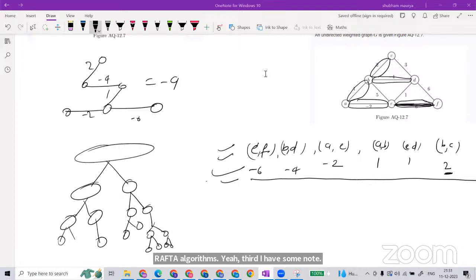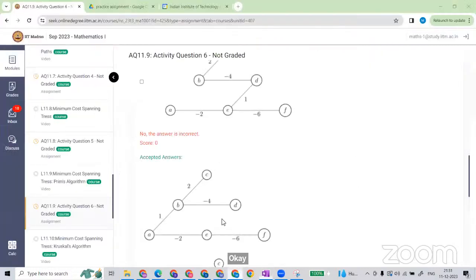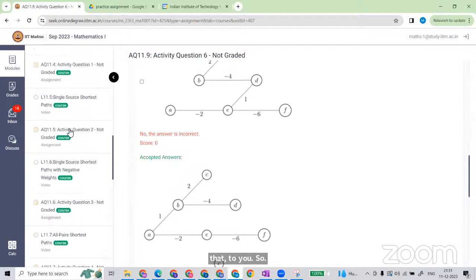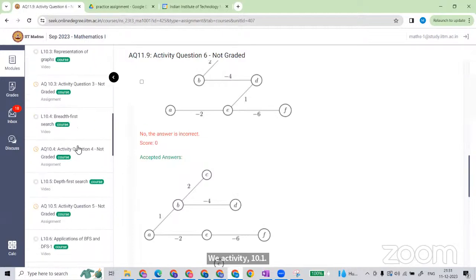Shubham sir, I have a doubt in last week's, week 10, a little doubt. Activity 10.6. Okay, let me discuss that activity. Activity 10.6, little doubt, sir. What is that doubt?